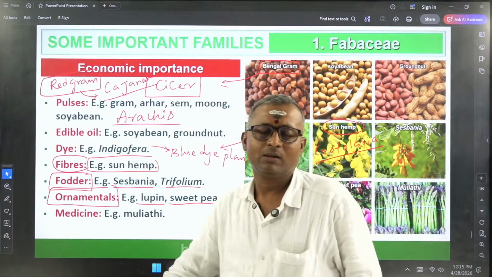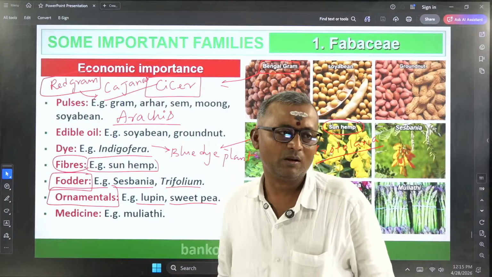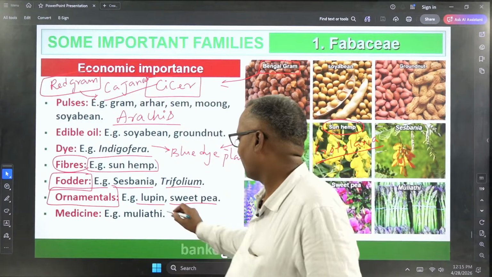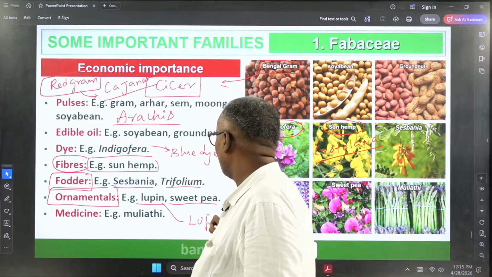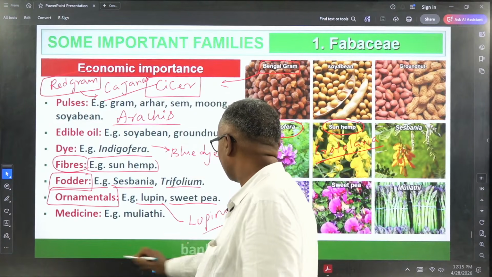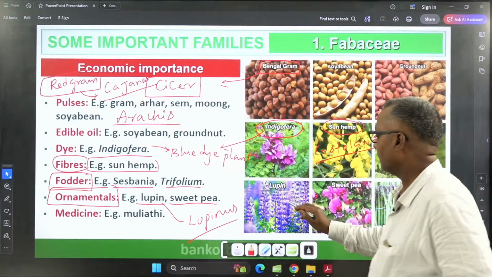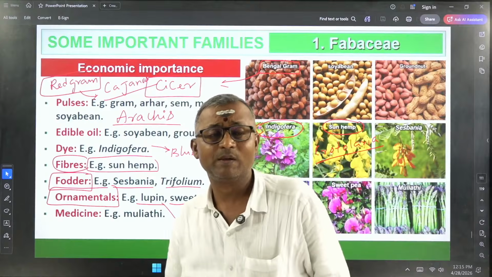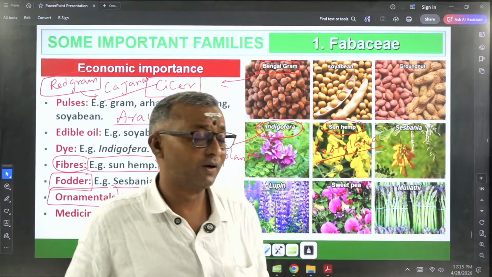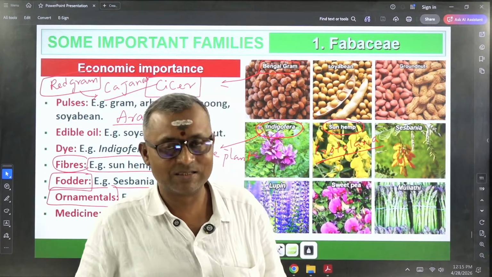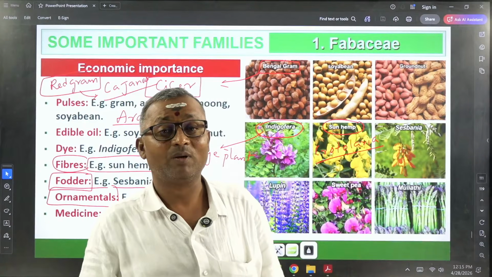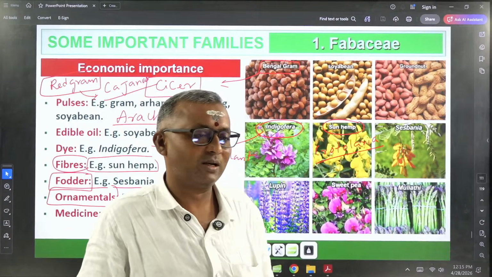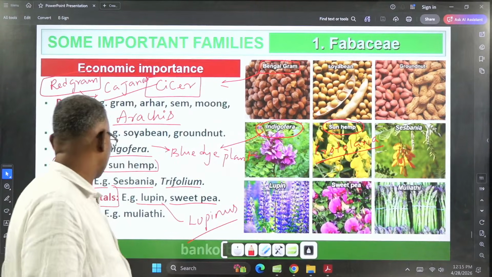Lupin is scientifically called Lupinus. Lupinus is the scientific name. Now this is lupin, an ornamental plant. Sweet pea, I think you are all well known about sweet pea. It is scientifically called Lathyrus odoratus. What is it? Lathyrus. Just remember Lathyrus, leave odoratus.